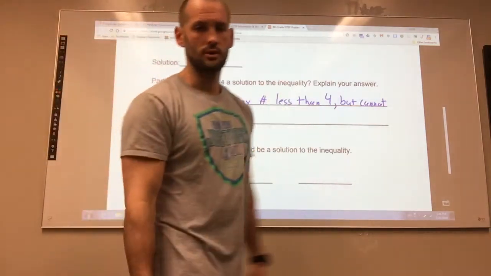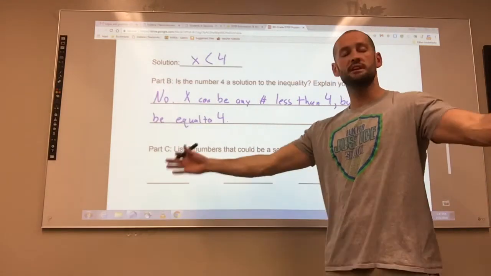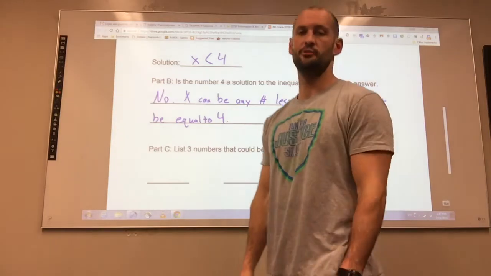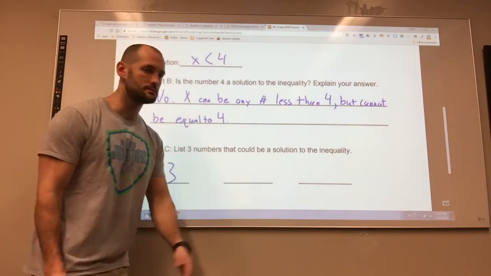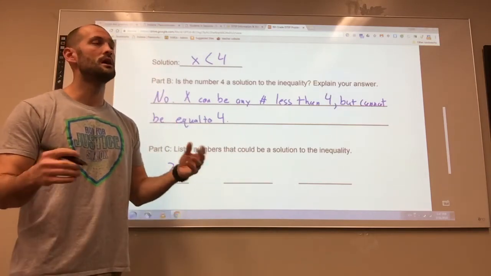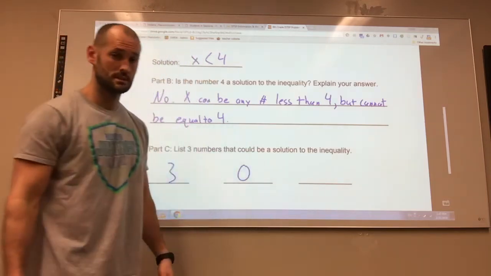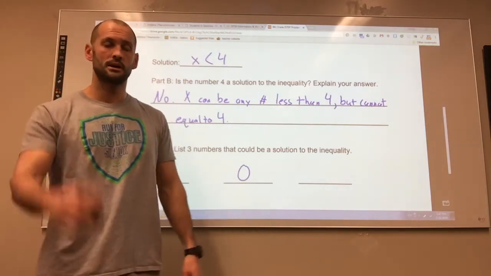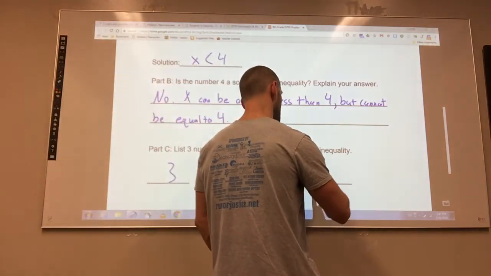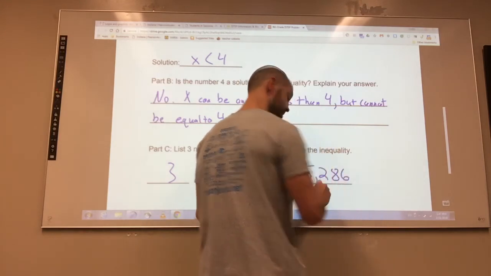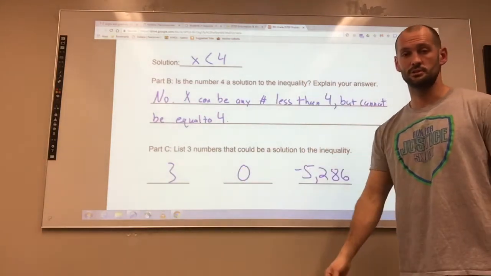So this is where you get to have a little fun, okay? These 3 blanks literally could be, there's an infinite number of possibilities. Let's go with an easy one. What's a number less than 4? I heard you. 3. Okay, let's do something larger. Or not larger, a bigger negative maybe. But let's start easy. Let's go 0. It's less, right? Anything less than 4 will work. Negative 5,286. Huh? I heard one of you say it. Okay, perfect. All of these could be potential solutions for our inequality.